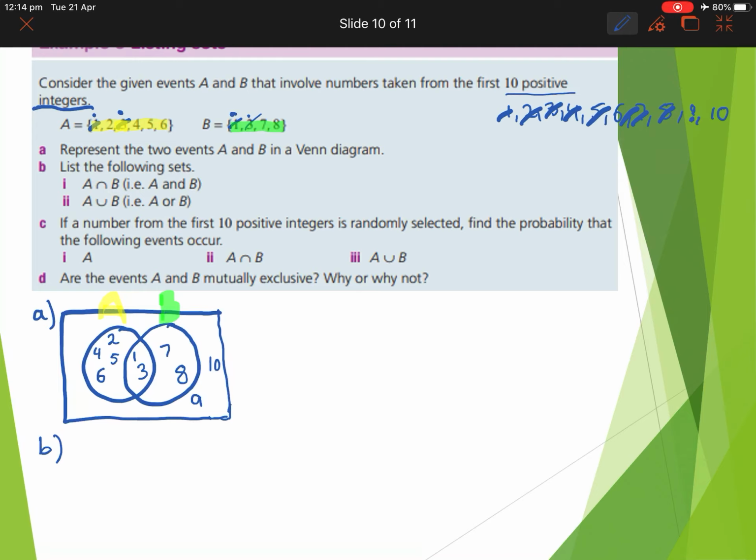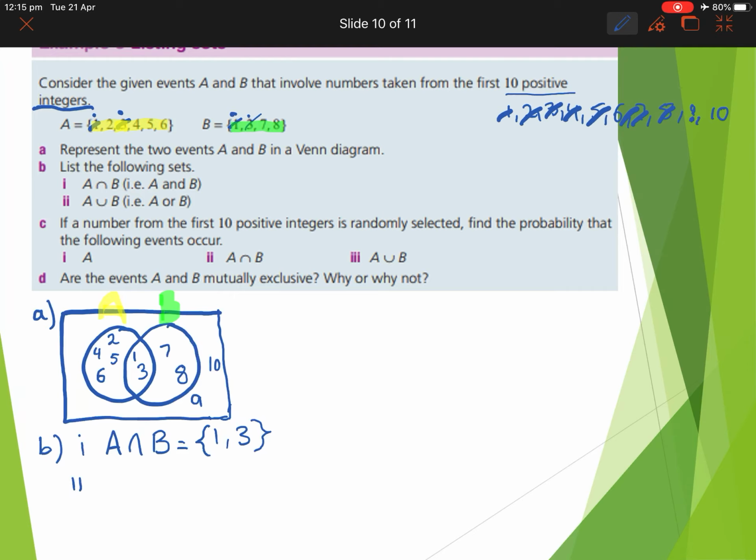B says list the following sets. So B(i), it wants us to tell what is in A and B. Remember from before that intersection means what A and B both have in common. Now we need to learn how to do these curly brackets. In A and B, we've already written 1 and 3. They have 1 and 3 in common. Okay, so that's how we write it. You need to write it like this.